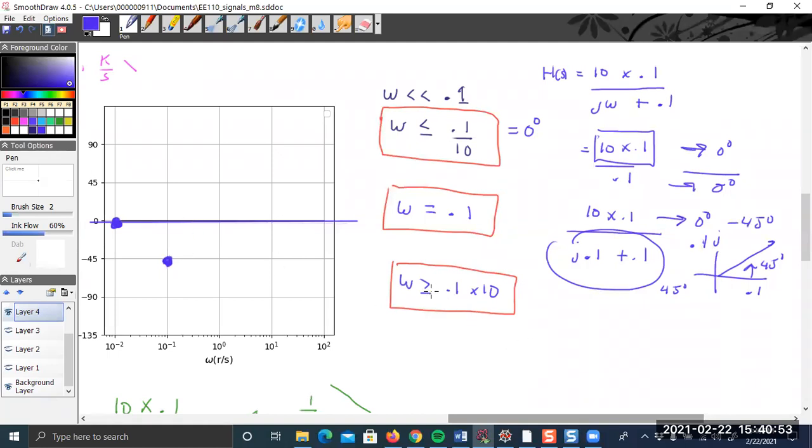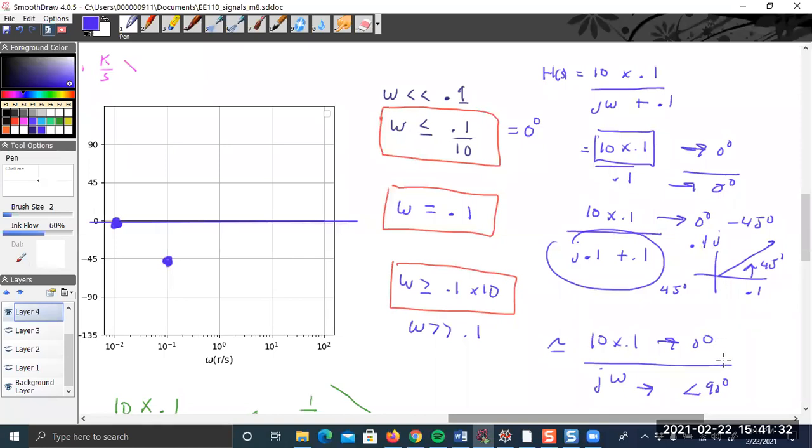Now here, when omega is greater than or equal to 0.1 times 10, which is really saying omega is much, much greater than 0.1, right? This term is now dominating, the imaginary term is dominating the real term, and it becomes 10 times 0.1, which is still 0 degrees phase. And then it goes to j omega, right? Which is really 90 degrees.